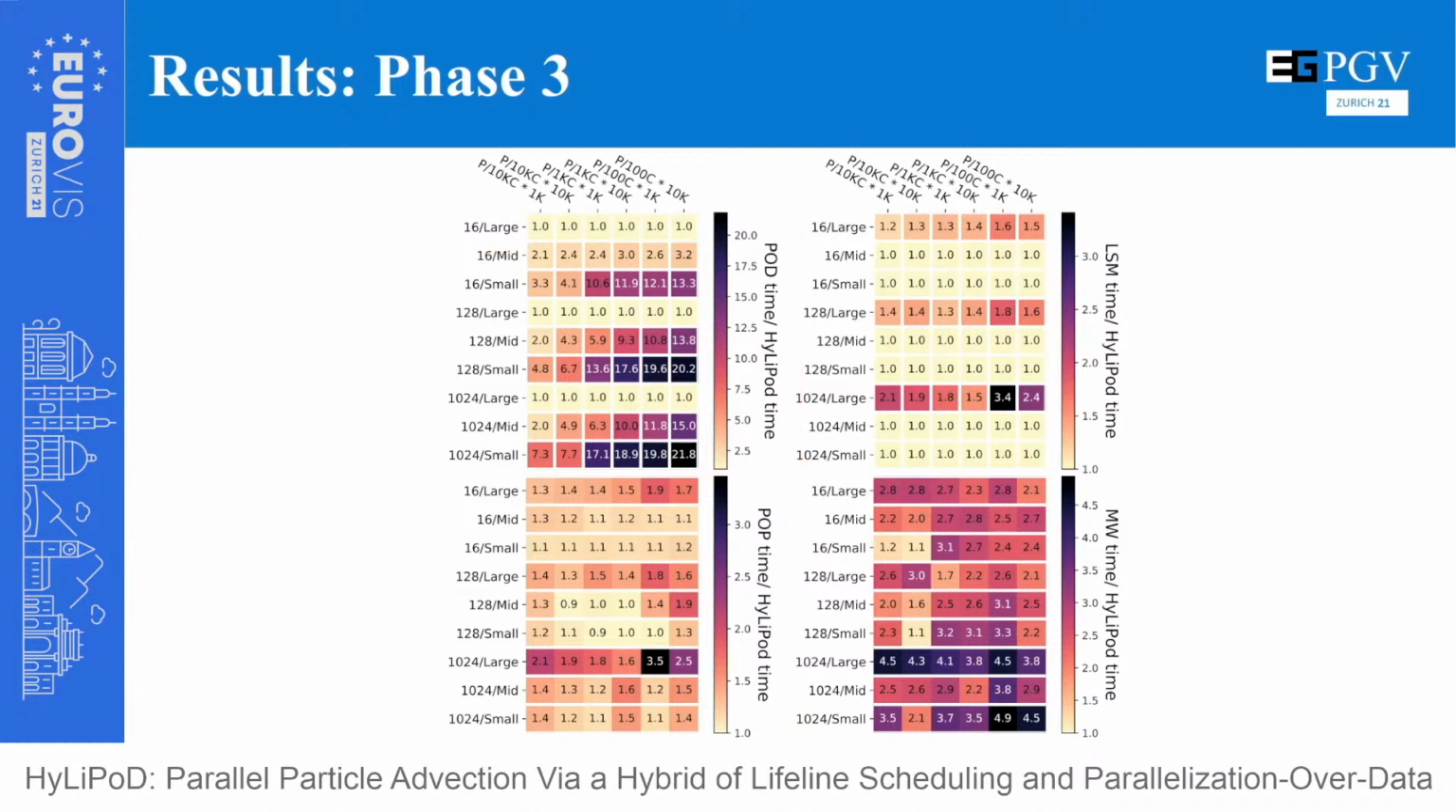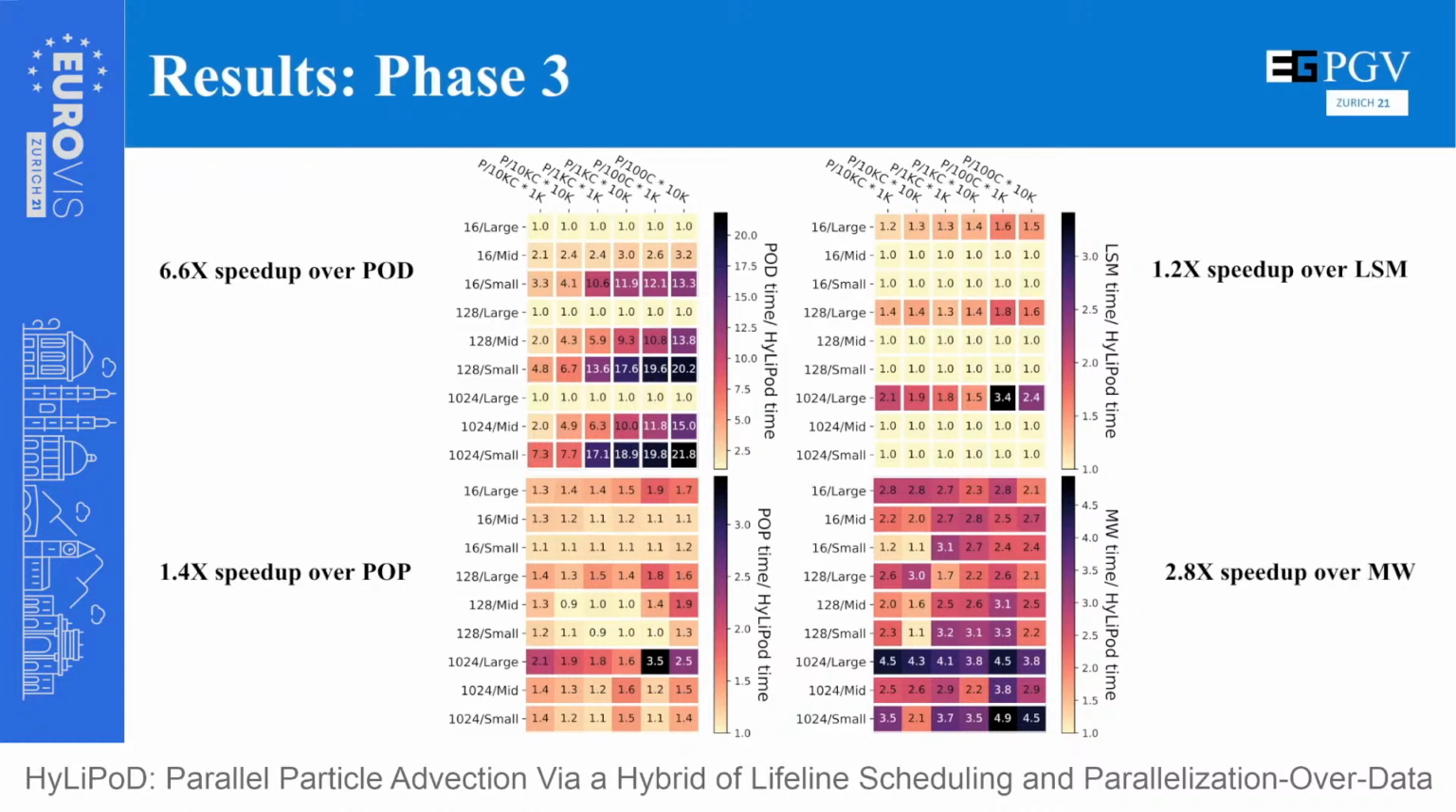There are different findings from this phase. The first one is that HyLiPoD shows improvement over all the 4 algorithms. And this improvement varies greatly over the different algorithms. For each of the 4 algorithms, we calculated an average speedup. These average speedups are as follows: 6.6 speedup over POD, 1.2 speedup over LSM, 1.4 speedup over POP, and 2.8 speedup over MW.